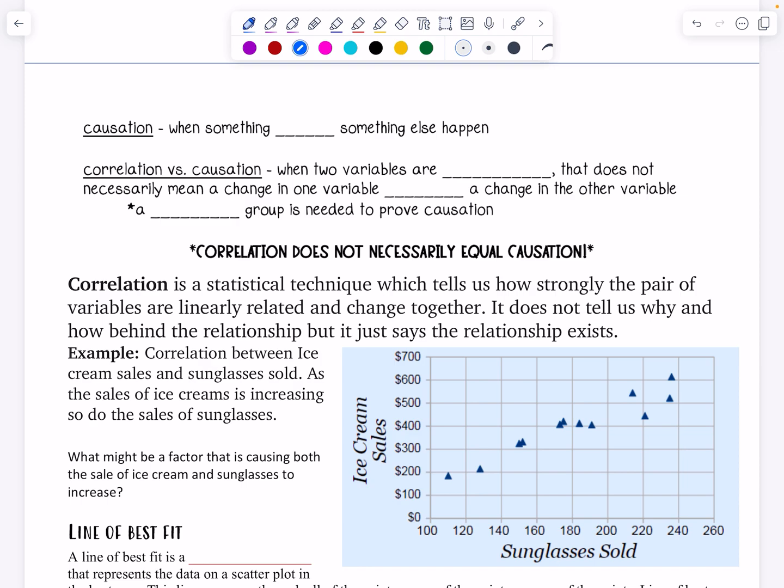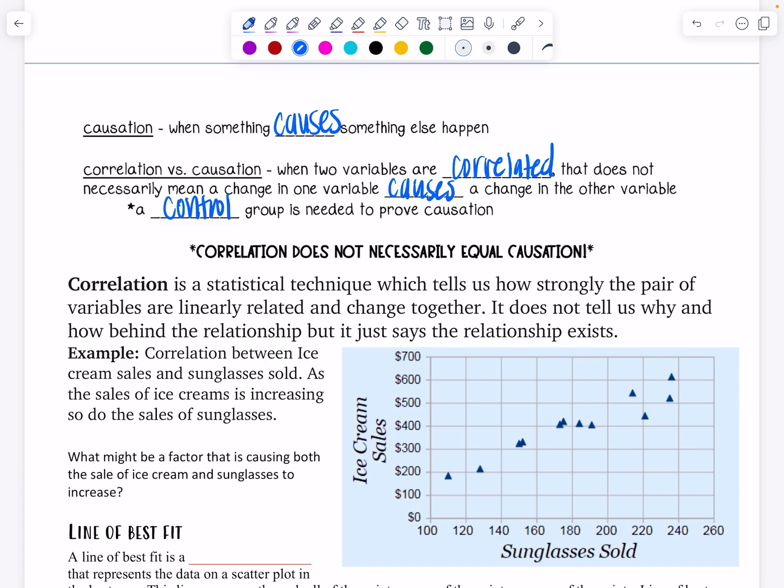Causation is going to be when something causes something else to happen. So when we look at correlation versus causation, here's what it says. When two variables are in fact correlated, so if we know for sure that they're correlated, we know that there's a relationship between them, that does not necessarily mean that a change in one variable causes a change in the other variable. We would have to have a control group to prove causation.